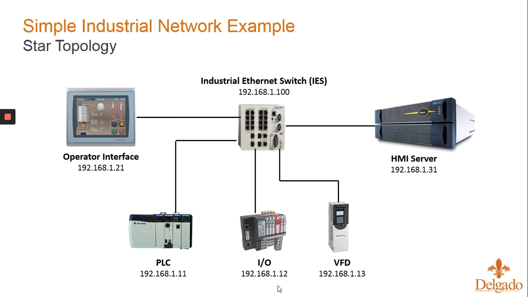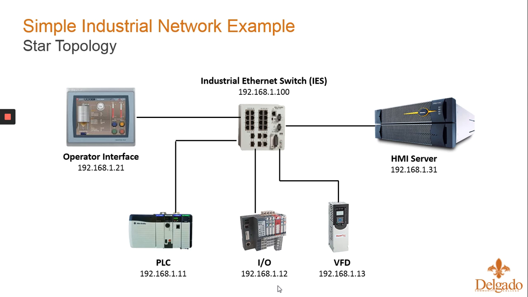So let's look at that in this topology, right? Here's a simple star topology of a little industrial control system. We've got a switch in the middle, and its address is 192.168.1.100. Tied to that switch, again in a star topology, we've got an operator interface, a PLC, an I/O drop, a drive, and some kind of a server, say an HMI server. Each one of these has its address assigned to it. The operator interface is .21, the PLC is .11, I/O is .12, drive is .13, etc.